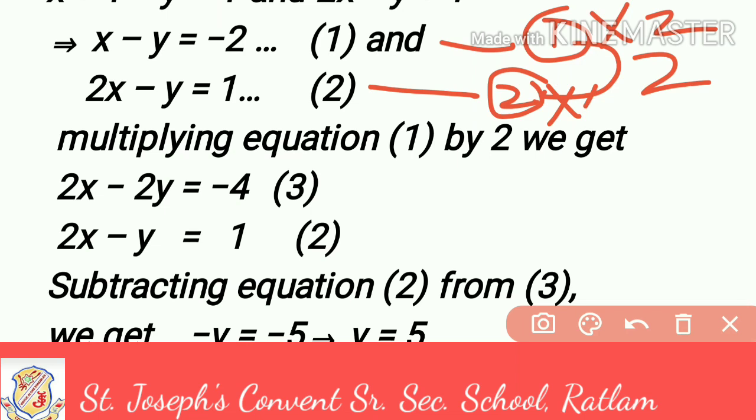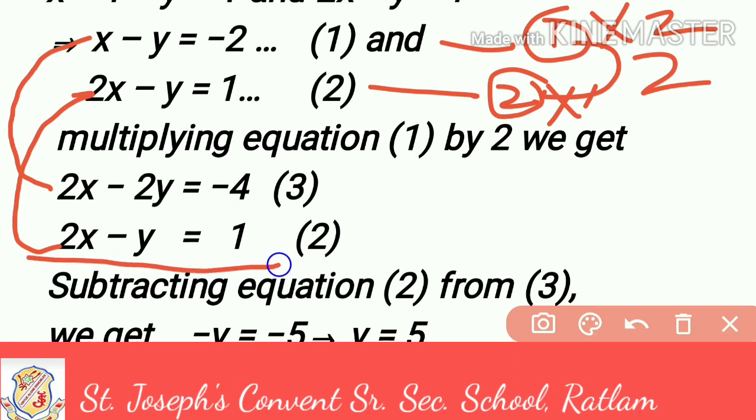So multiply equation number 1 by 2. What will we get? Equation number 1, if you multiply by 2, you will get 2x minus 2y is equal to minus 2 into 2, that is minus 4. Let it be equation number 3. Now simply write equation number 2 below equation number 3, because we are not making any changes in that. So it will be 2x minus y is equal to 1. Let it be equation number 2.